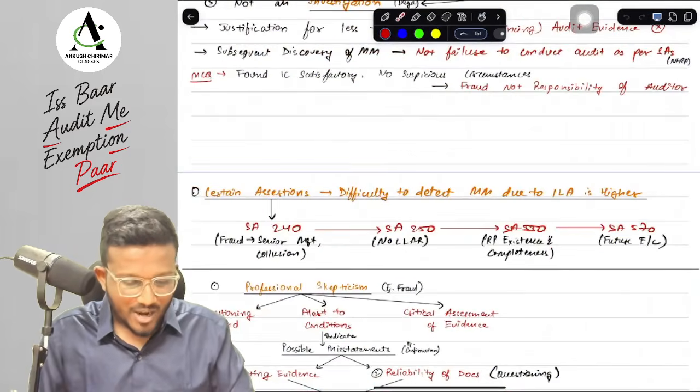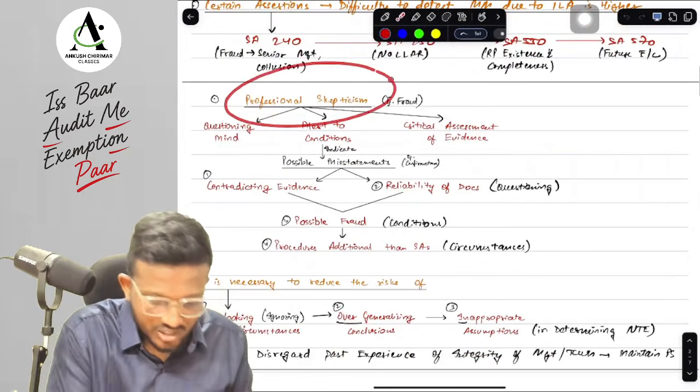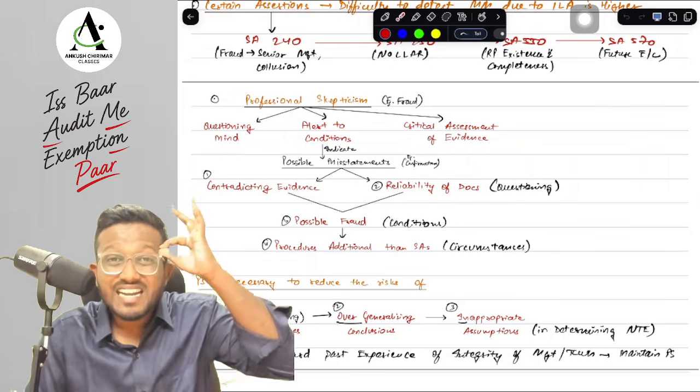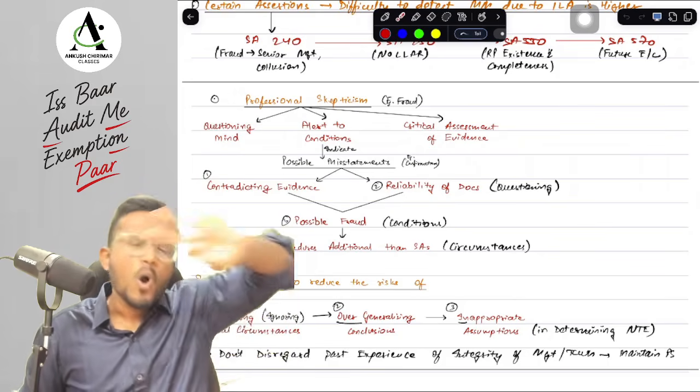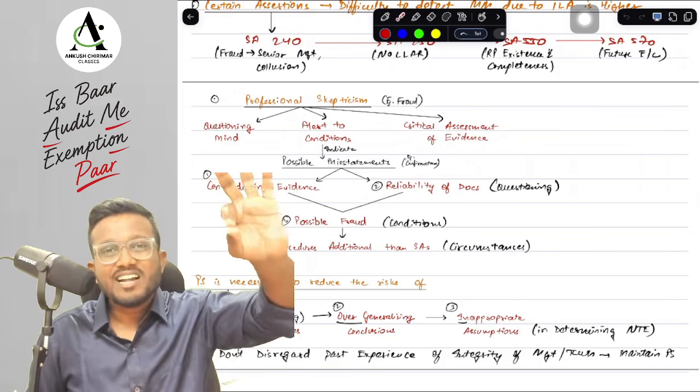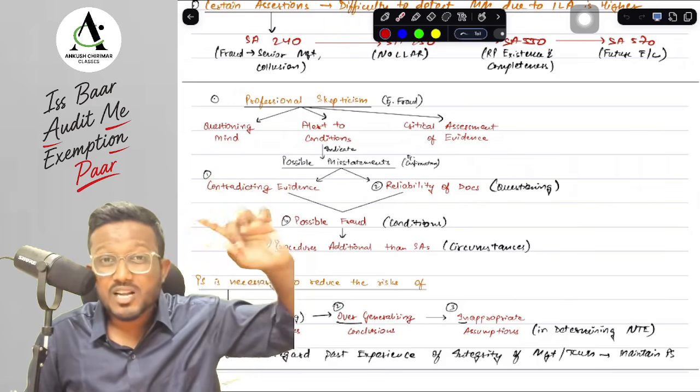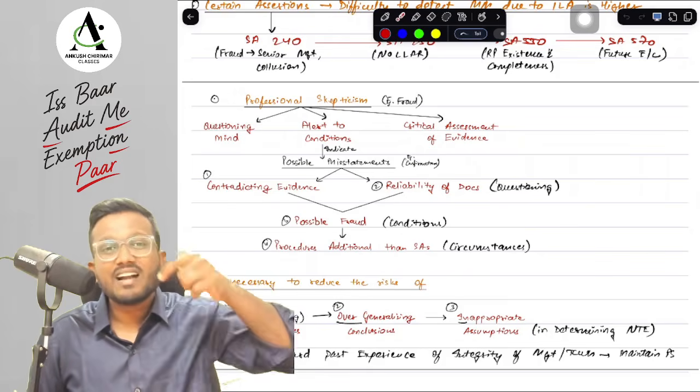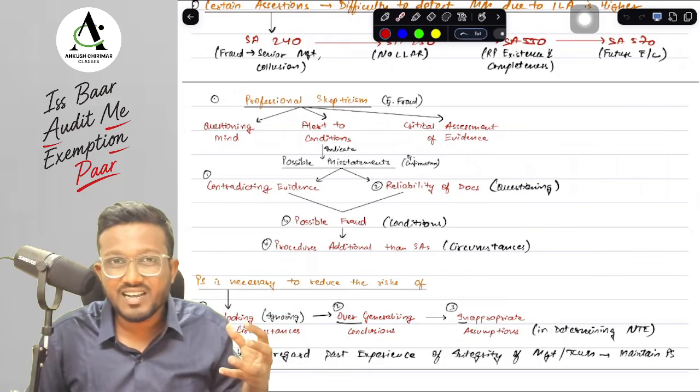Okay, yes. Next point is your professional skepticism. Now what is professional skepticism? Professional skepticism is maintaining a questioning mind every time, all the time. Each second that you are doing your audit, you need to maintain a questioning mind. You need to question everything that the client is giving to you. You should not accept anything and everything from the client as it is.